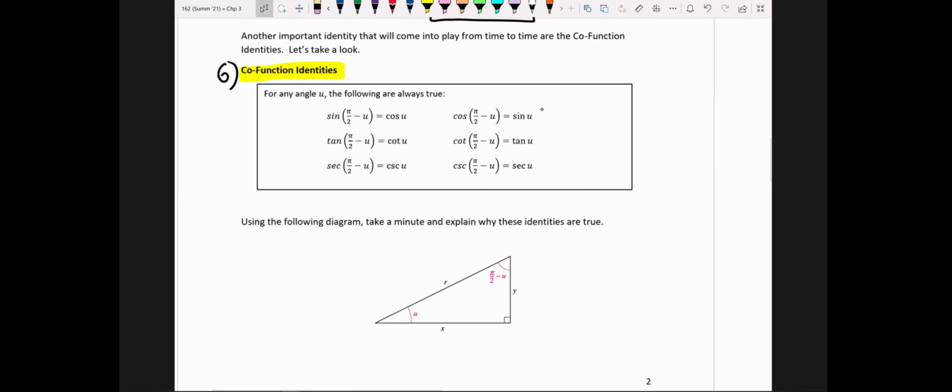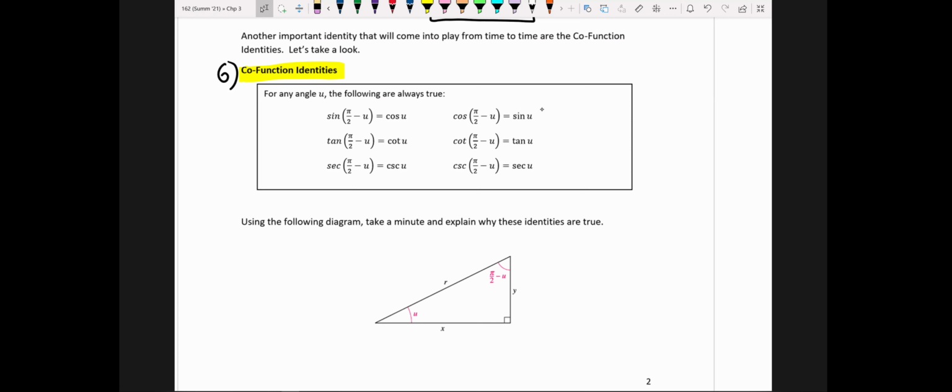So group number 6 is the co-function identities, and this is related to graphing. If you remember in chapter 2, sine and cosine have the same shape for the graph. They're just separated by one phase shift. Secant and cosecant have the same shape. They're just separated by one phase shift. And tan and cotan have the same shape. They're just separated by one phase shift.